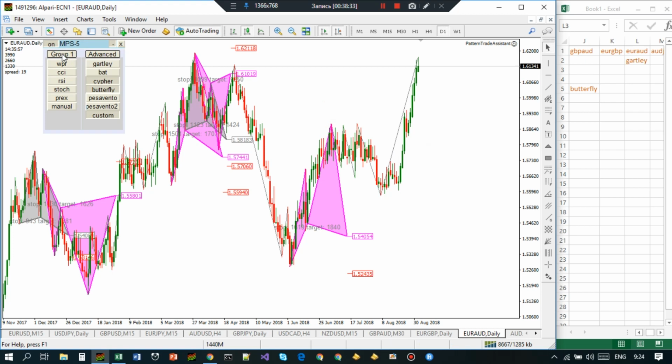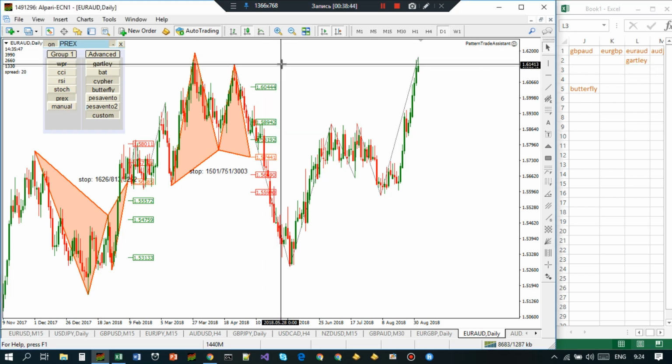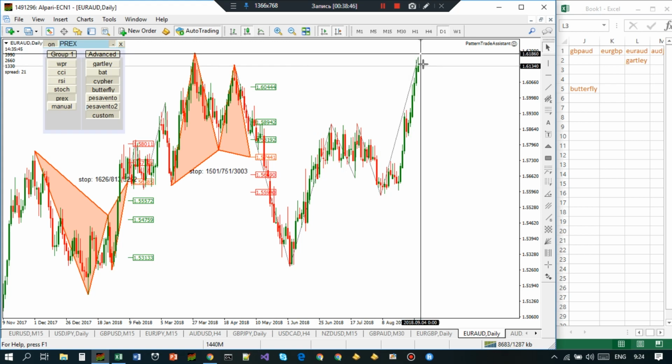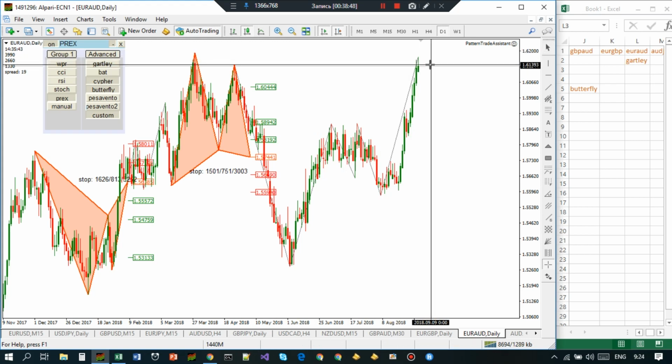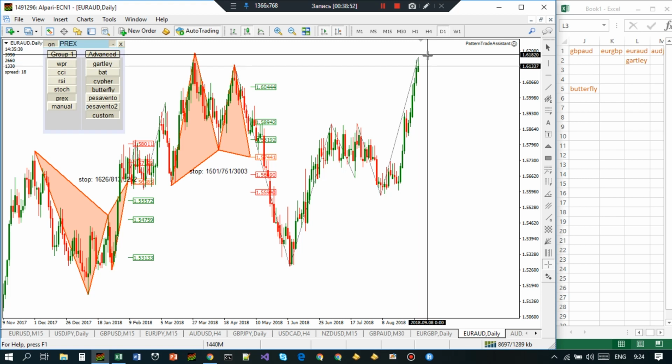Okay, let me go back to my conventional rules. So what do we have? We have a Gartley that is close to this make or break level, this invalidation level. It rejected once. If it rejects for the second time, wait for this daily close to see if you have a rejection or a breakout.